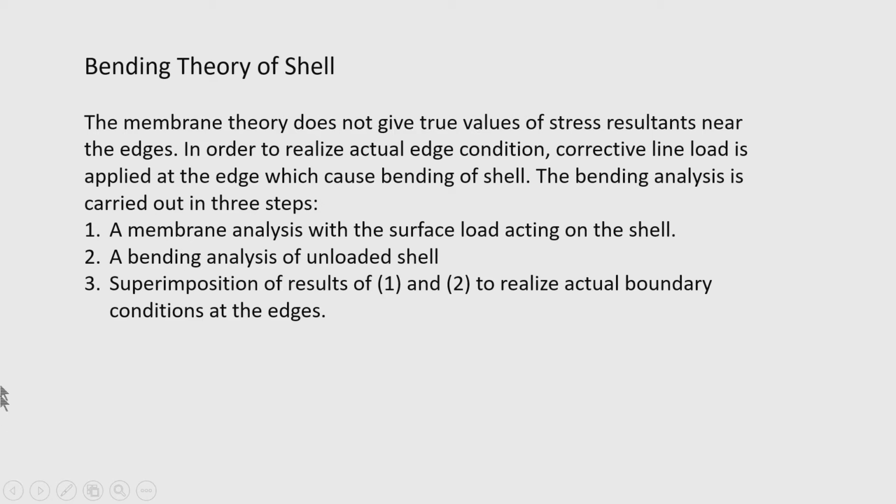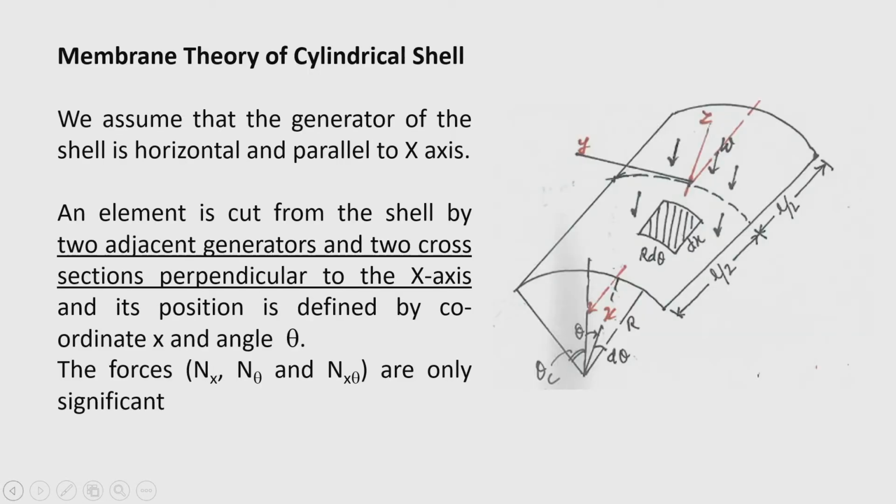So, bending analysis is necessary because of the edge disturbance, and the edge disturbance results near the edges, and a corrective load is applied. So, using these 2 results, that means superimposing results 1 and 2, we can get the actual boundary condition at the edges, and that will give you the correct analysis of the shell including the bending moment.